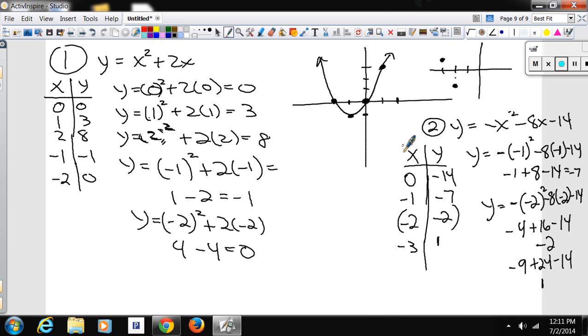Try to stay on top of everything. So that's period 1 and period 2 from yesterday's work. It's all graded, checked off. I checked it, initialed it.